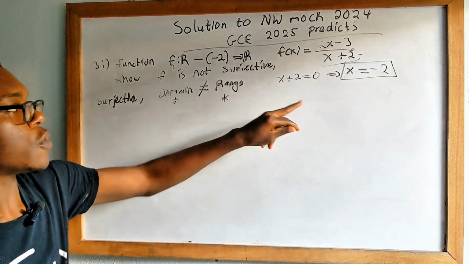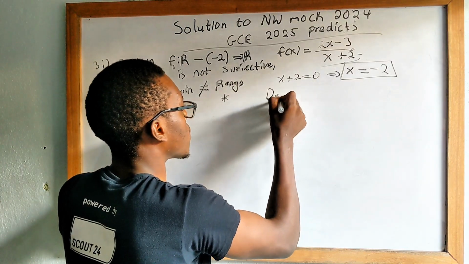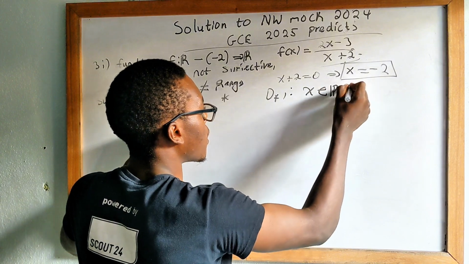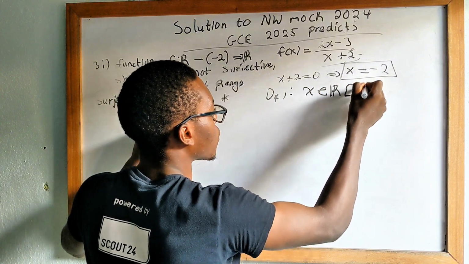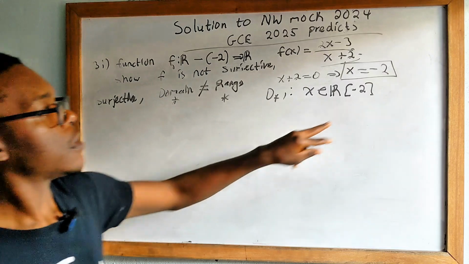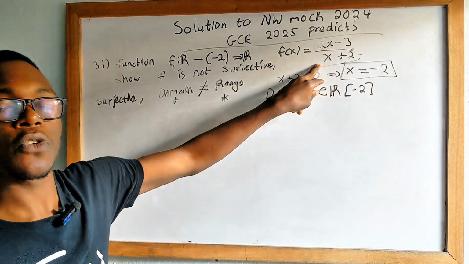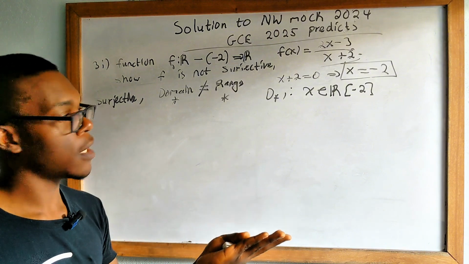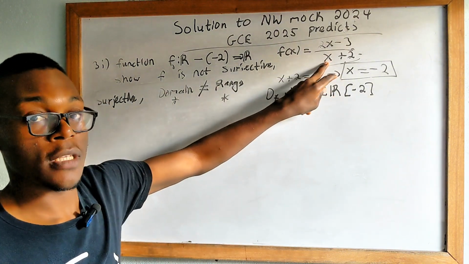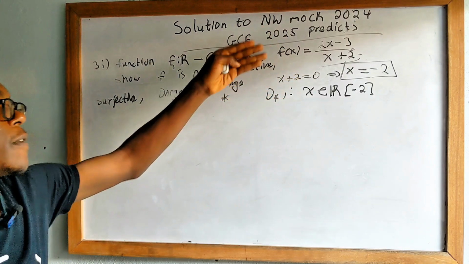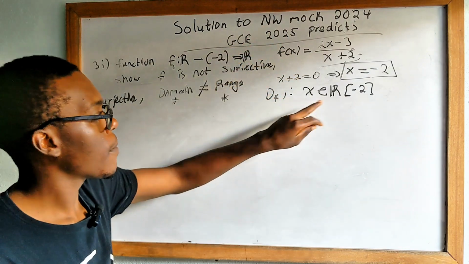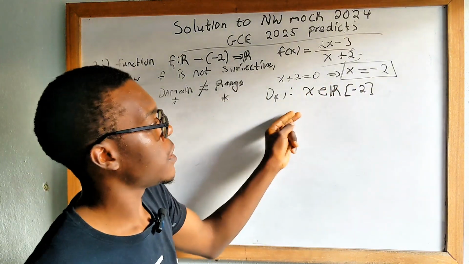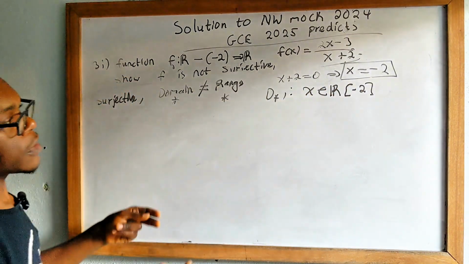Hence, the domain of f of x will be such that x belongs to the set of real numbers, excluding negative 2. Because if you substitute negative 2 here, this function will no longer exist. For the function to exist, we can substitute any other number except negative 2. That is why the domain belongs to the set of real numbers excluding negative 2. Hence our domain is this range.